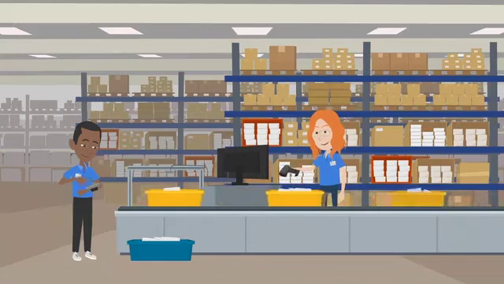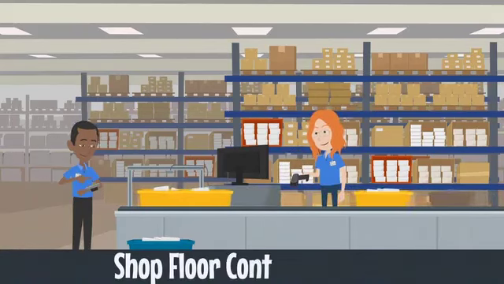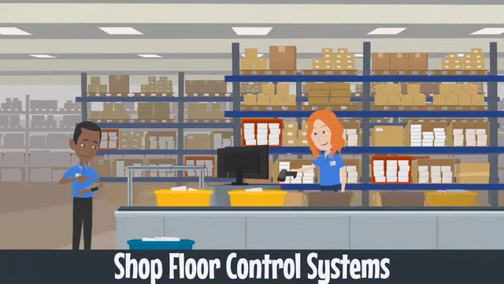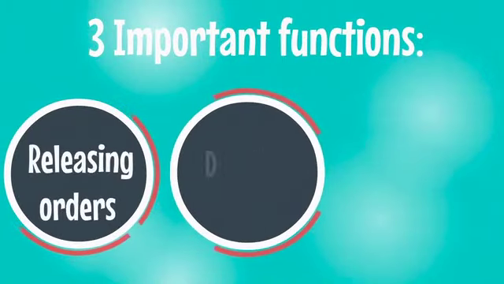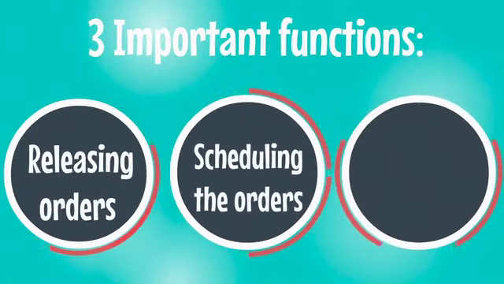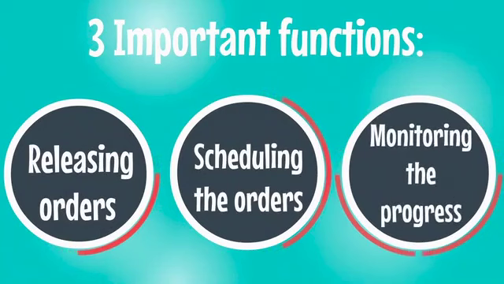Using technology systems to collect data on the shop floor is a necessity. These systems are known as shop floor control systems. Shop floor control systems have three important functions. 1. Releasing orders to the factory. 2. Scheduling the orders in the factory. And 3. Monitoring the progress of orders in the factory.